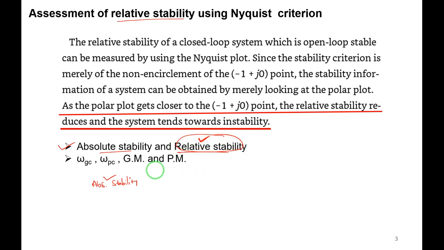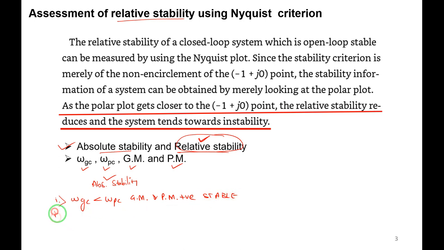We can judge the relative stability of the system by looking at omega gc, omega pc, gain margin and phase margin. These are the parameters. Already we know what is gain crossover frequency omega gc, phase crossover frequency omega pc, gain margin and phase margin. We know the stability conditions. Whenever omega gc is less than omega pc, GM and PM are positive and the system is stable.